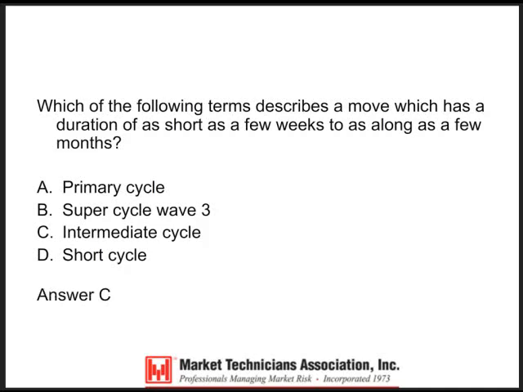Which of the following terms describes a move which has a duration as short as a few weeks or as long as a few months? That is the intermediate cycle. Remember, the intermediate cycle is normally measured in weeks, but it could be measured in months. The short-term cycle is measured in days out to weeks, and the primary cycle, the 4-year cycle, is measured in months out to years. Super cycle wave 3 is an Elliott wave structure, so it's not really the best answer. The best answer here is C.